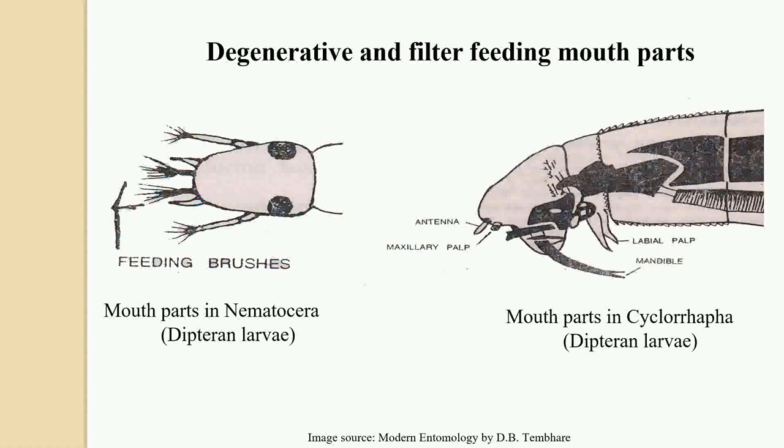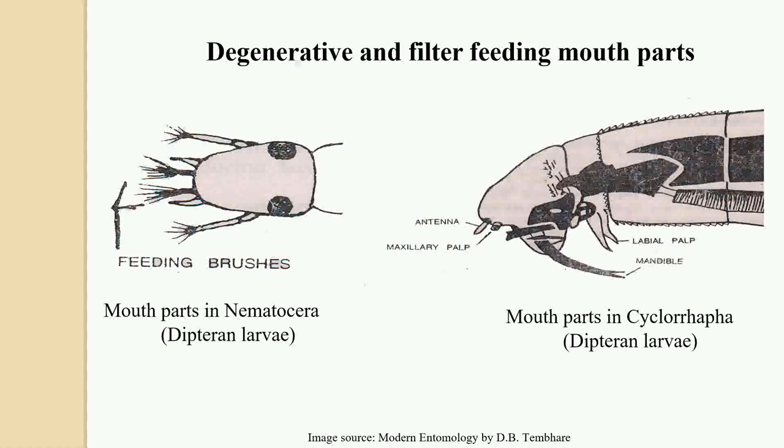Filter feeding mouthparts occur in some aquatic larvae which filter the suspended particulate matter from the water, with the help of fans, combs, brushes or sieves, which can be found in the Diptera and Ephemeroptera, or they may have a spoon or silk net, which is found in insects belonging to the Trichoptera.